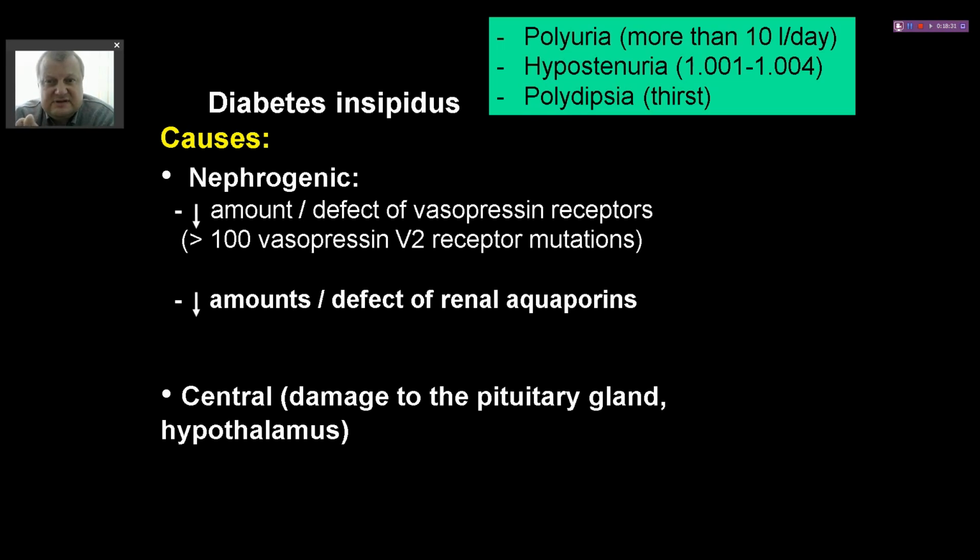The second feature is hypostenuria. It is a urine density of 1.001 to 1.004. It means the density of approximately pure water. The urine is like pure water. And another feature is polydipsia, or in other words thirst, because we lose a lot of water, and we should drink it.